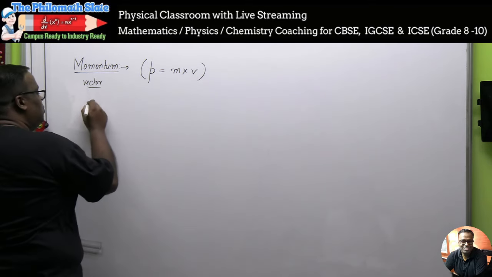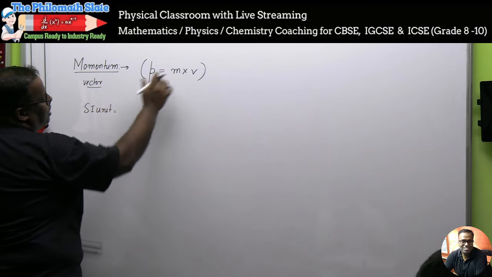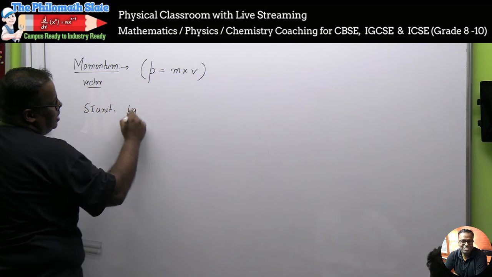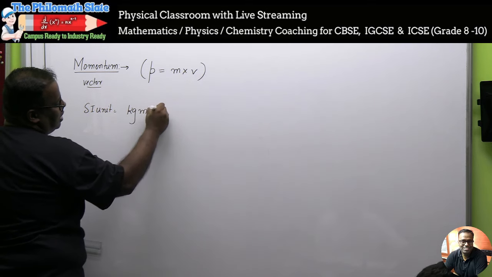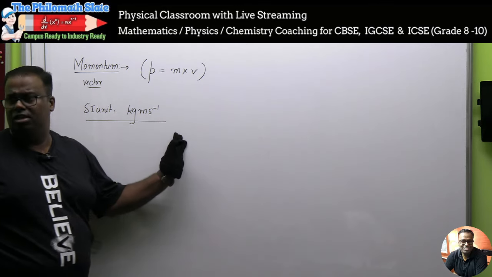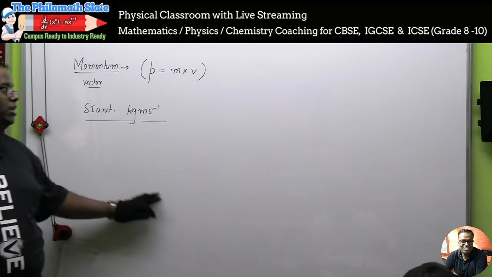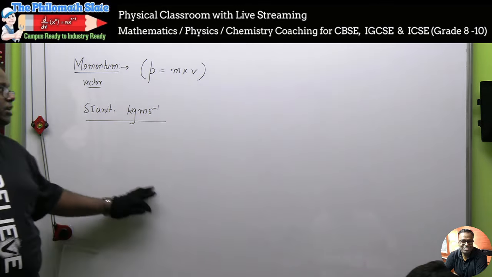Momentum is also a vector quantity. And in SI unit, if we try to find the unit of momentum, mass is in kg, velocity is in meter second minus 1. So the unit of momentum is kg meter second minus 1. Nothing great. This much you must have understood. Right. Now in the last class I also tried to make you understand what happens to change in momentum.